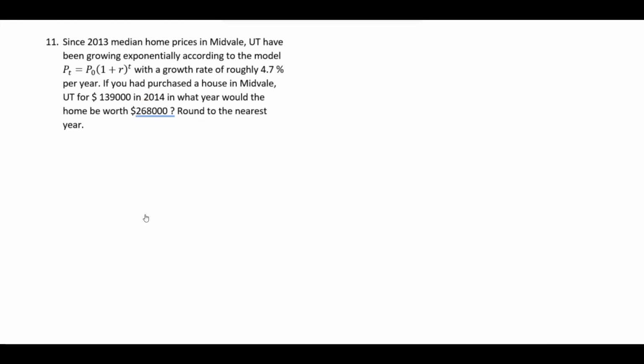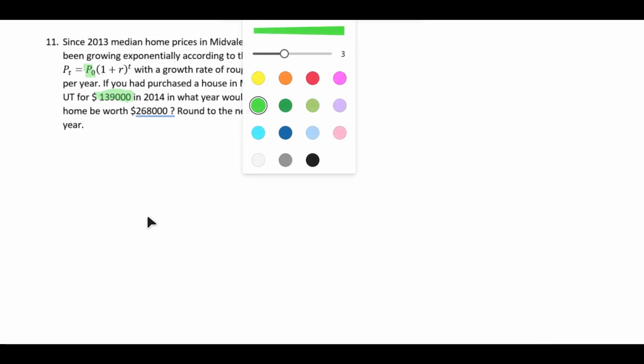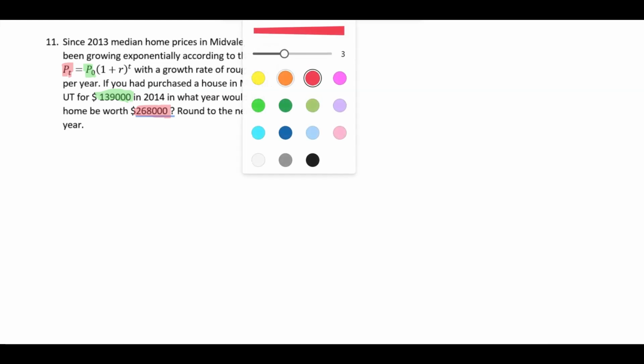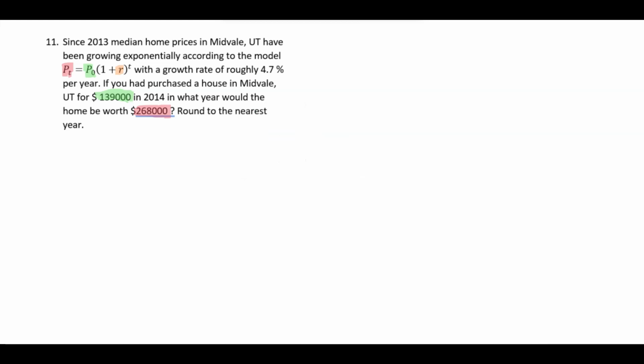Okay, so first off, we have a before value, that's P sub 0, and an after value, an unknown value in the future, and then we also have the growth rate. So the only thing we don't have in this formula is T. That's the time that it takes, and the question is, in what year? That's perfect. That's what we're looking for.